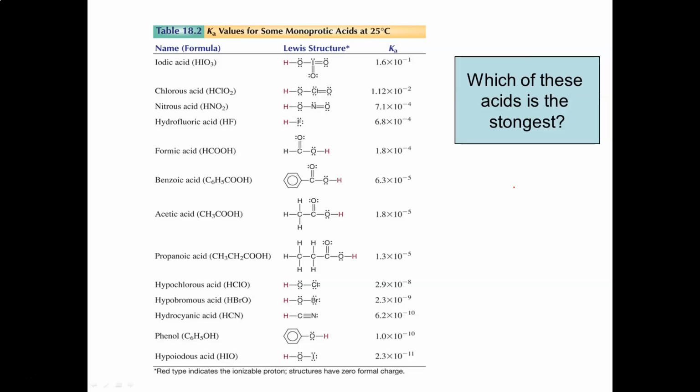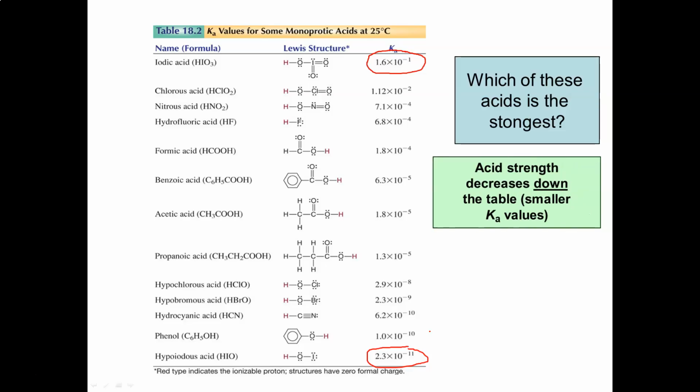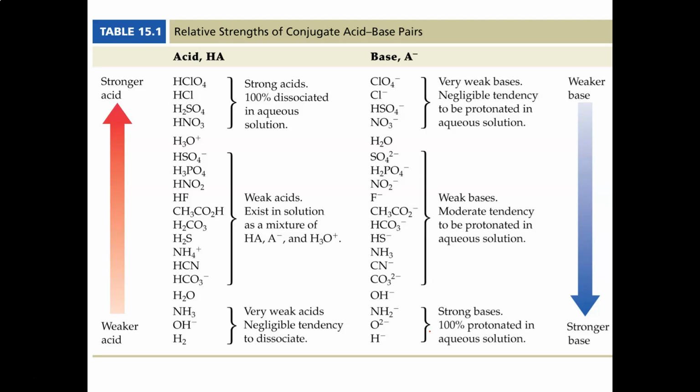So there's a million of them here. Here's a list for you. This is the same list that's in your textbook, I believe, should be in your packet. So here are your Ka values for a bunch of acids, and it asks you which of the acids is the strongest. So based on the last slide, we said the larger the Ka value, the stronger the acid is going to be. So in this case, iodic acid, HIO3, is the strongest, and HIO, hypoiodous acid, is 2.3 times 10 to the negative 11th. That is the weakest. So acid strength is going to decrease going down the table, which means smaller Ka value.